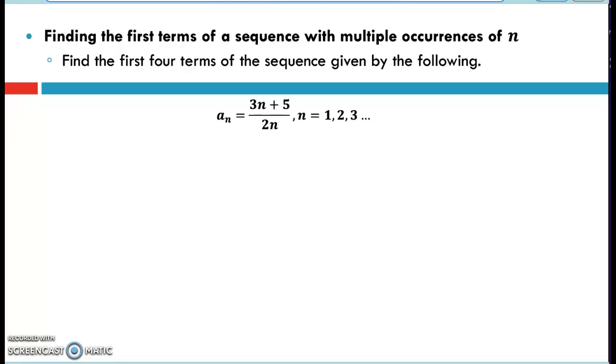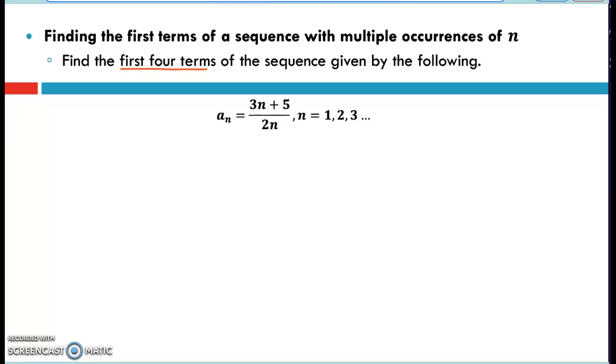Hey everybody, in this video we'll talk about finding the first terms of a sequence with multiple occurrences of n. Now I've talked about finding the first terms of an arithmetic and a geometric sequence in previous videos, where we talk about this little subscript and we say a sub n here. And then when we're finding the first four terms, we just plug in our n values one at a time.